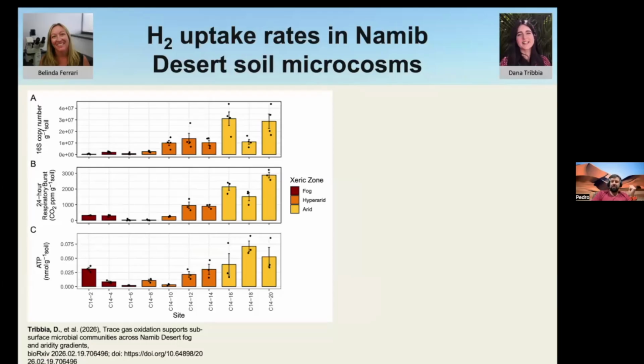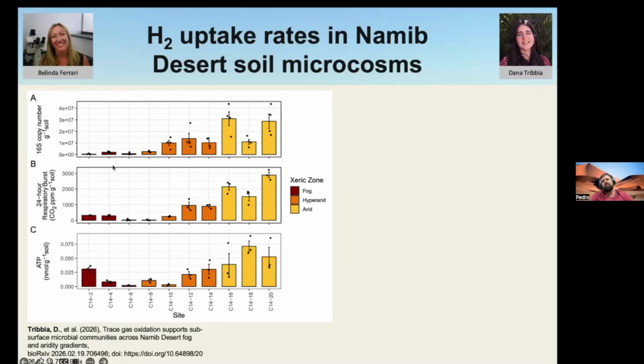So as we were doing the C14 transect, she also sampled soils and she took them back to Australia and did microcosm experiments with them to measure hydrogen uptake rates in these soils. And their question was, since the communities are different across the transect, is the hydrogen uptake also different across the transect? And you expect yes.